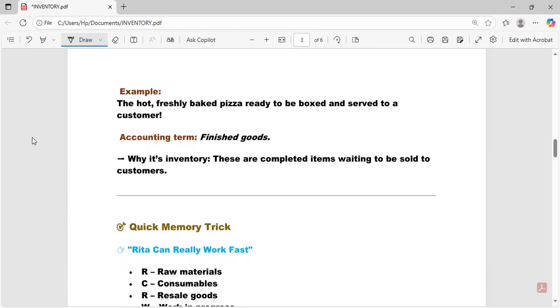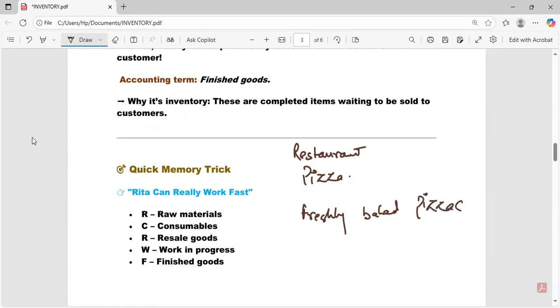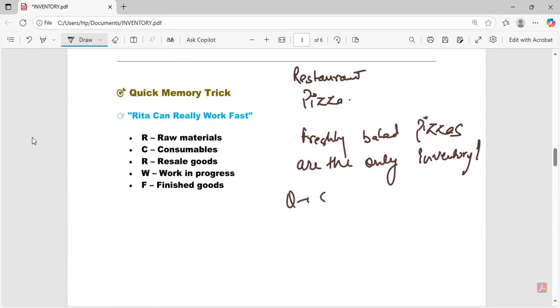Now see, if someone asks you about a restaurant that sells pizzas, will you just say that the freshly baked pizzas are the only inventory? Is it so? No. We just saw that there are various other things which are also a part of inventory, okay? Like the soft drinks that they purchase. What do we call them? We call them resale goods, goods purchased for resale, okay? Soft drinks which they purchase.